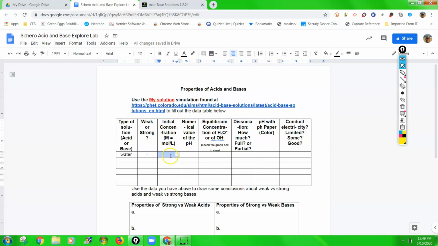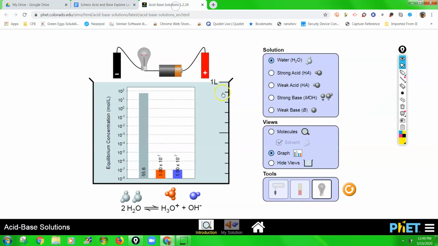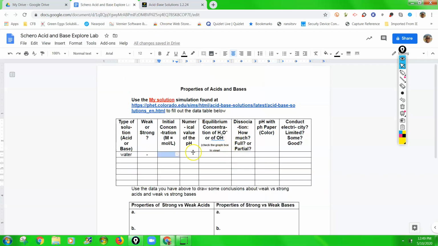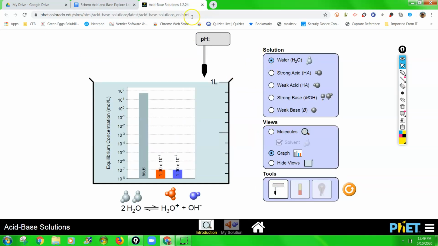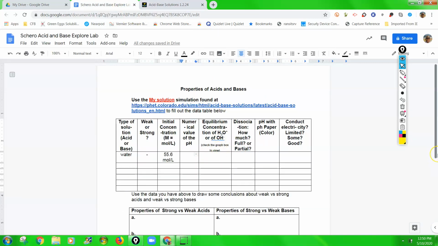And our initial concentration of our water, let's go back and see what it says. Our initial concentration of our water is 55.6 moles per liter. So we would go put that in. Initial concentration is 55.6 moles per liter. I'll make sure I get that typed in there correctly. There we go. And the numerical value of the pH, you saw me do it already, but let's go do that again. pH is 7, so I'm going to fill that in, pH of 7.